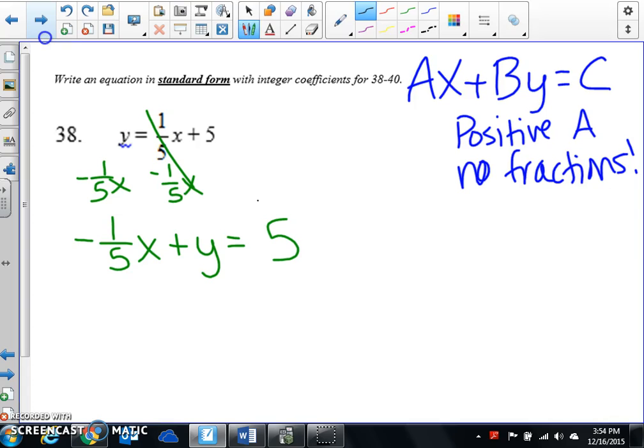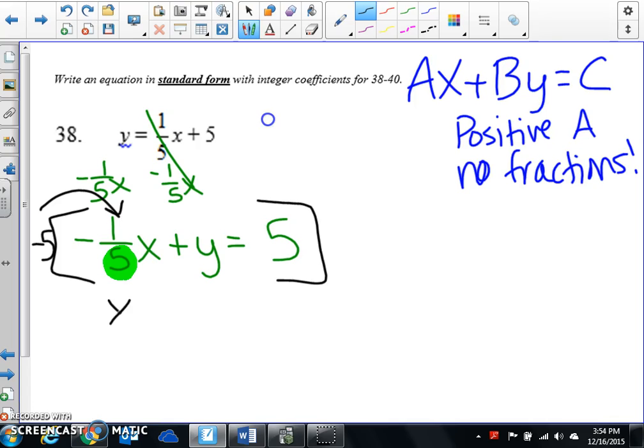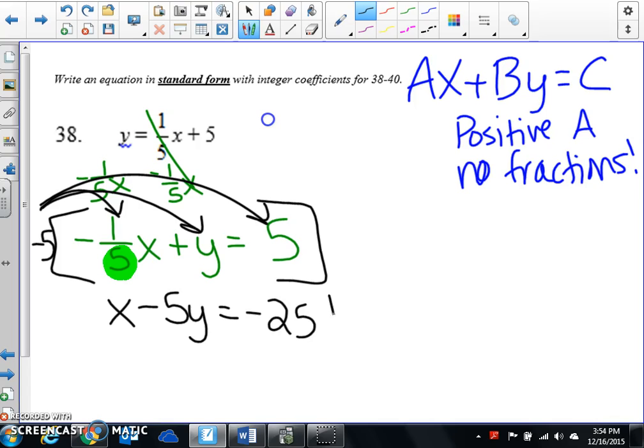So now I need to change my A to make it positive, so I'm going to multiply by negative, and then I multiply by the denominator, which is 5. So I'm going to multiply everything by negative 5. Negative and negative is a positive. The 5's go away, leaving me with 1x, or just x. Negative 5 times y is negative 5y. And negative 5 times 5 is negative 25. That's my standard form.